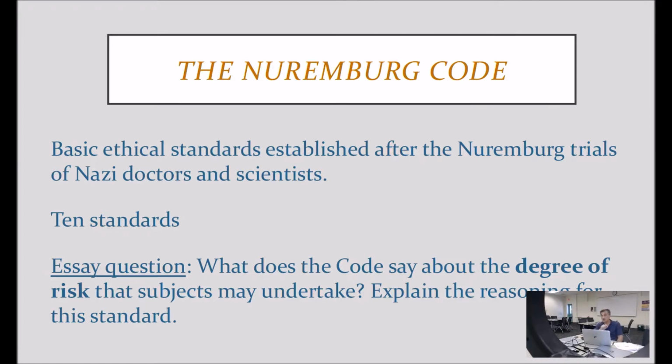I need you to be explicit in what theoretical approach you would take to give the reasoning for the standard. You can also, if you wish, put in your answer what reasoning, what theoretical perspective you think the authors of the code were taking. What theoretical perspective of the ones that we've looked at do you think is implicit in the reasoning for this standard about the degree of risk that subjects can undertake?